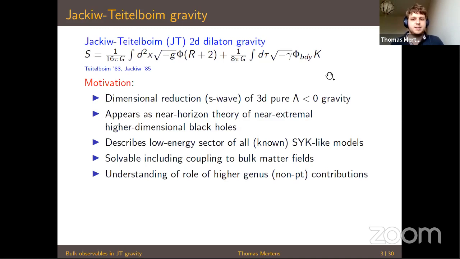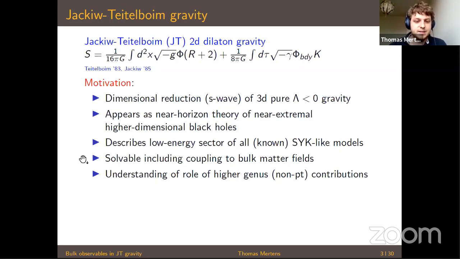Now, why is this model interesting, or why has this model attracted considerable attention in the past couple of years? So there are several reasons. First, it is the dimensional reduction of three-dimensional pure gravity with negative cosmological constant, so in the S-wave sector. Secondly, it appears as the near horizon theory of near extremal higher dimensional black holes, so it has some universality to it near the horizon of higher dimensional black holes. And then thirdly, and this is how it appeared well in 2015 during Kitaev's talks, it describes the low energy sector of all known SYK-like models.